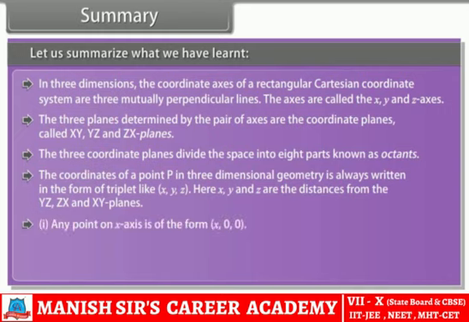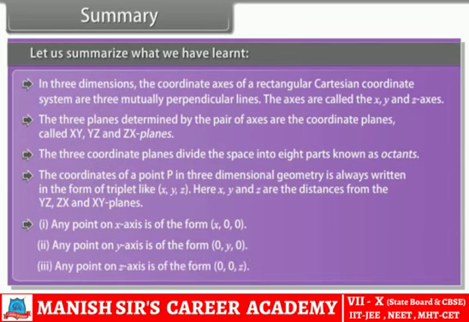Any point on x-axis is of the form (x, 0, 0). Any point on y-axis is of the form (0, y, 0). Any point on z-axis is of the form (0, 0, z).